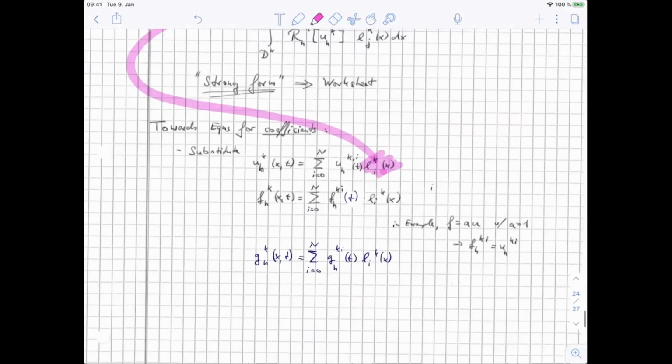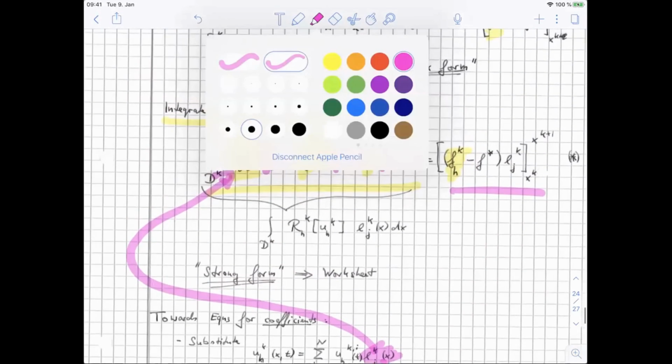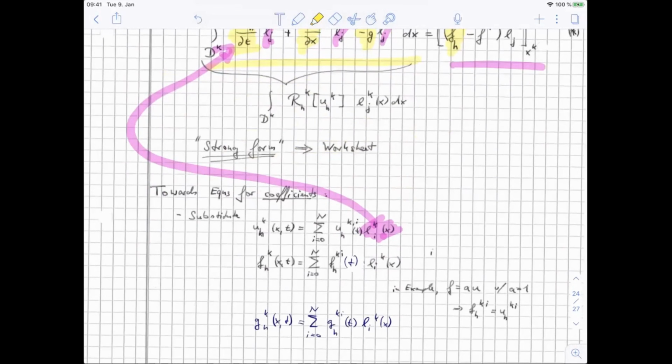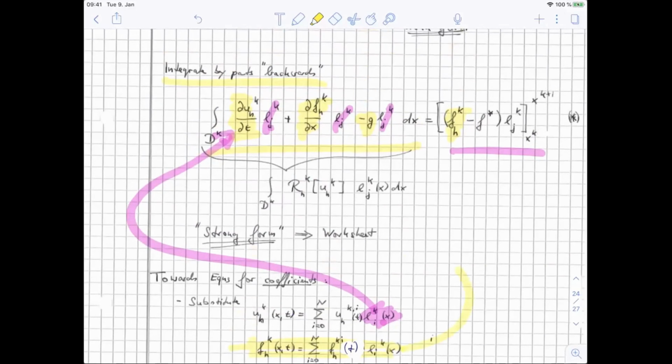For the f term, let me switch color. For the f term, f is again a series expansion of coefficients times basis functions. This one goes in here.